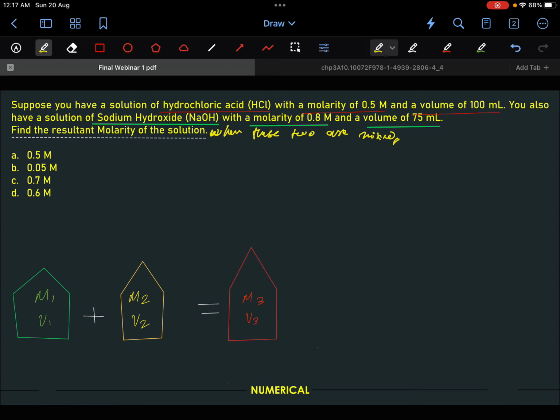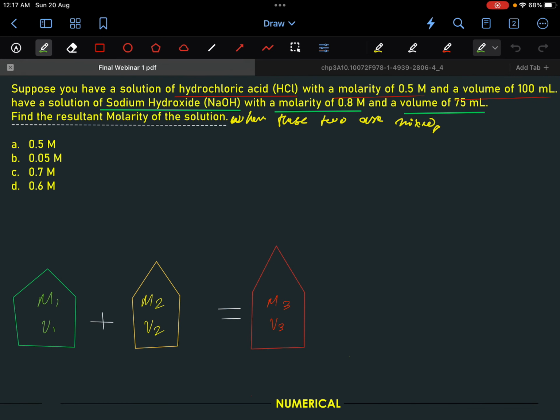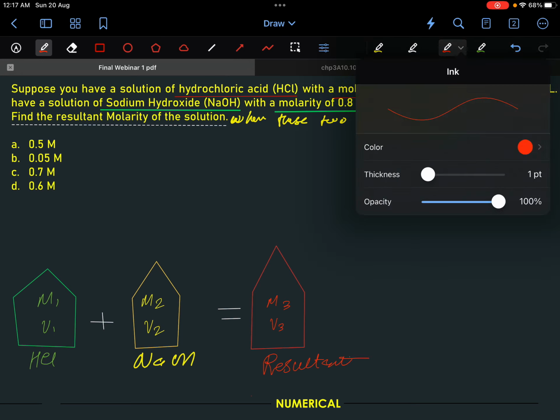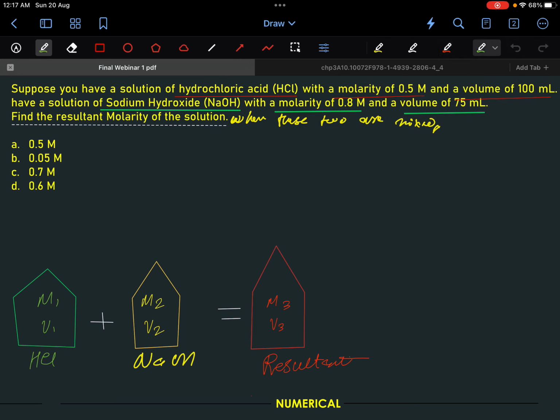How will we do that? Okay, so suppose this is the beaker where I am keeping the HCl, and this is NaOH. I have to find the resultant. We write that in red. For the HCl, the M1 is given. What is the M1? The M1 is given, 0.5 molar.